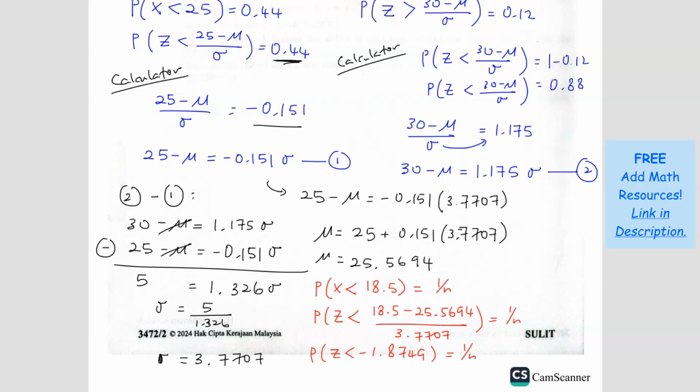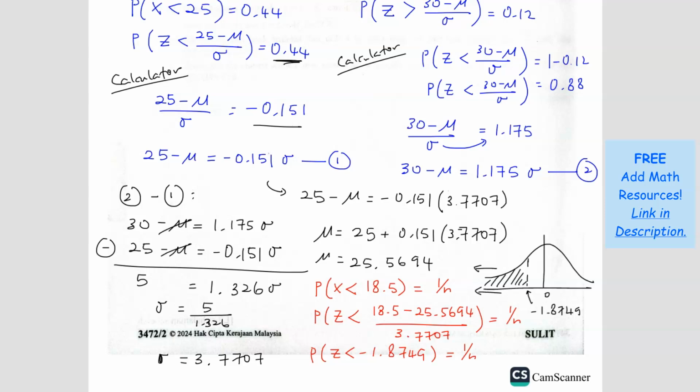So this time, same thing, go to menu, go to distribution, but instead of inverse normal, now you're looking for normal CD. Click on that. Since this is negative and it's less than, that means the range is something like this. Let me draw the graph for you. Let's say this is negative 1.8749 and it is less than, so less than means everything here. The more left you go, the smaller the value is.